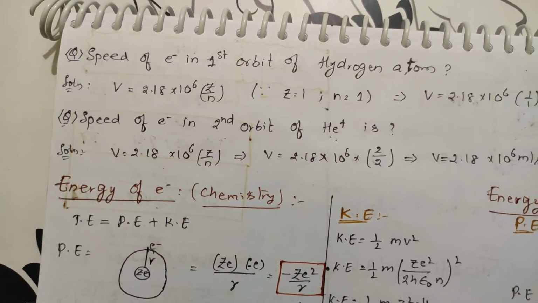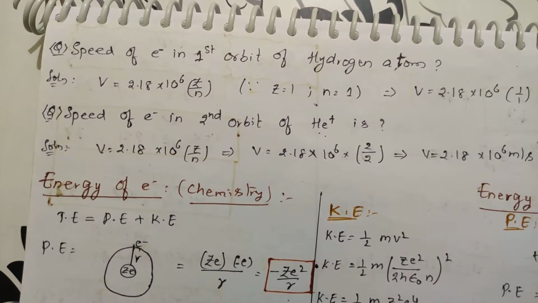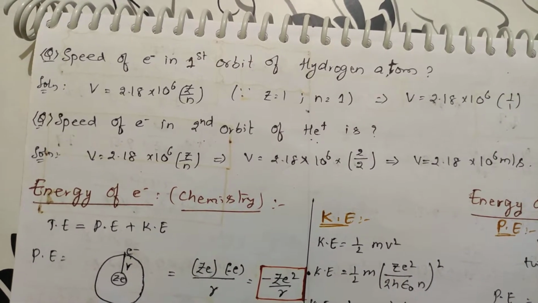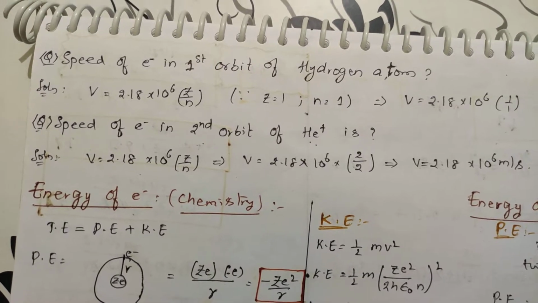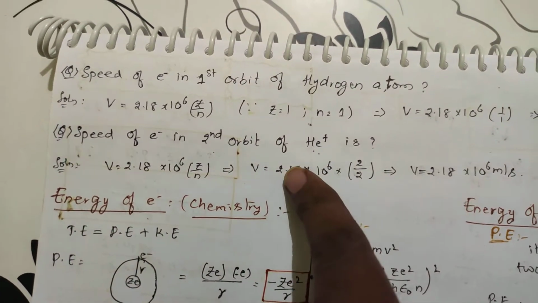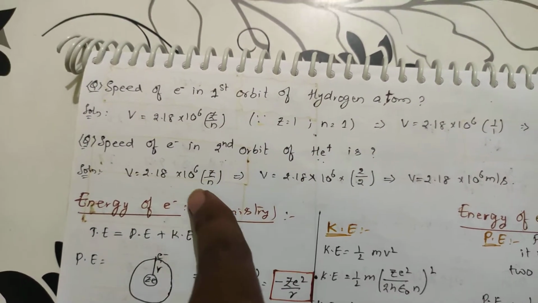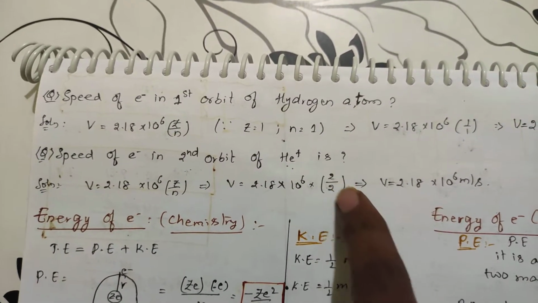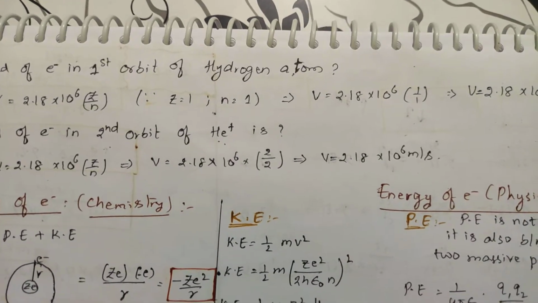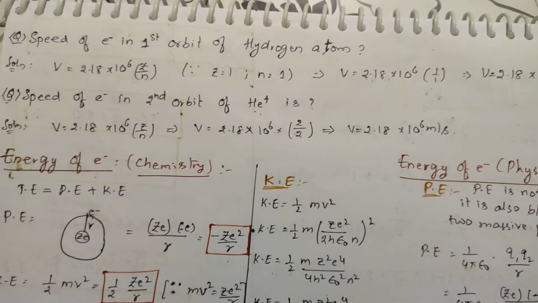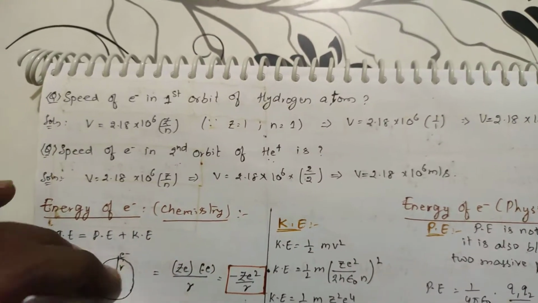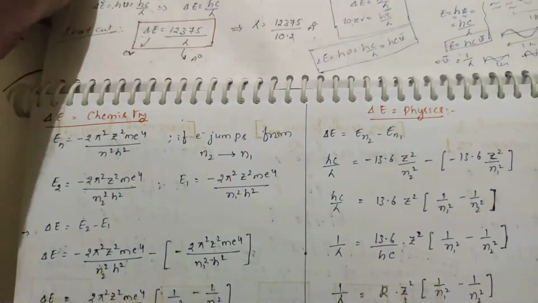The second question is to calculate the speed of an electron in the second orbit of helium plus. The second orbit means n is equal to 2, and the atomic number of helium is also 2. So 2.18 into 10 power 6 Z by n, 2 by 2 cancels, so velocity is equal to 2.18 into 10 power 6 meters per second. That is the way of calculating the velocity of an electron, students. We have already discussed energy.